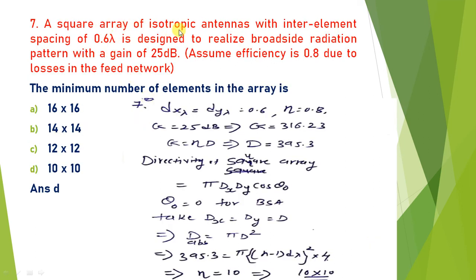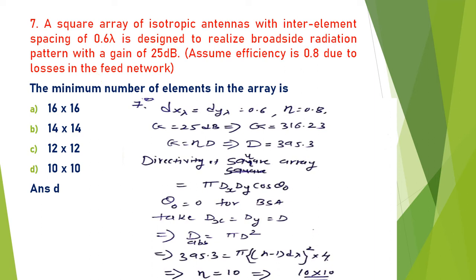A square array with isotropic elements, isotropic antenna, with inter-element spacing d equal to 0.6 lambda. Broadside radiation pattern with gain also given 25 dB. Assume efficiency is 0.8 due to losses in the feed network. What is the minimum number of array elements?